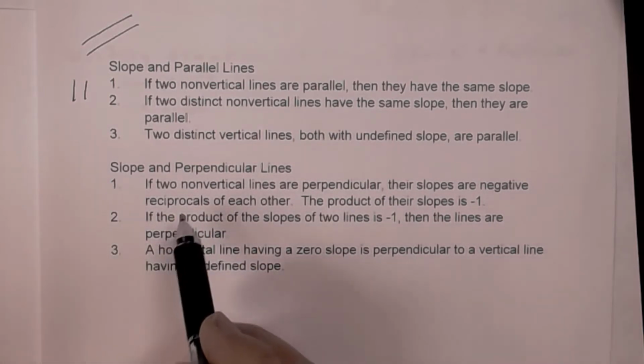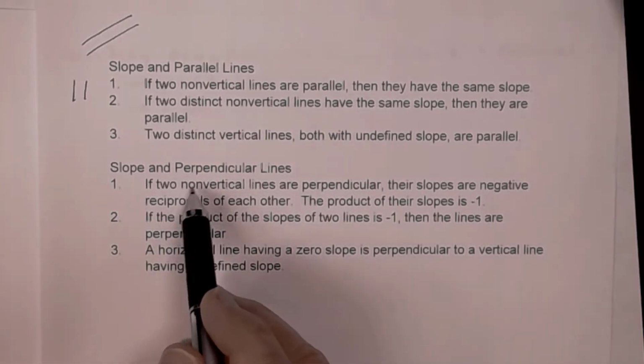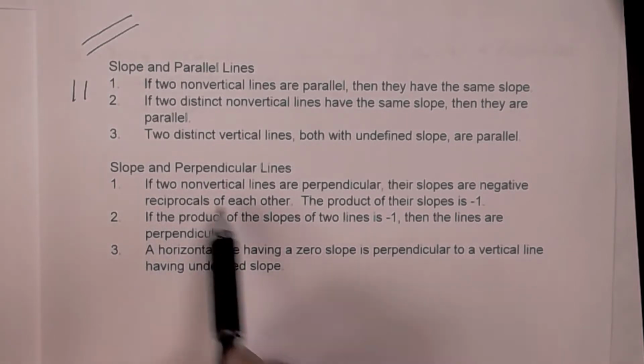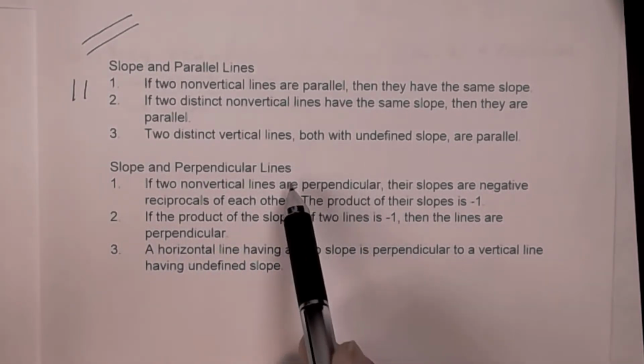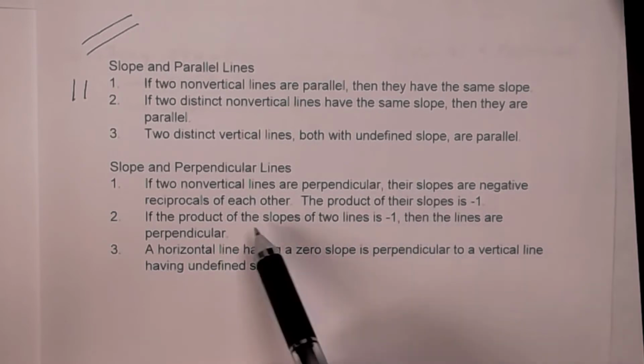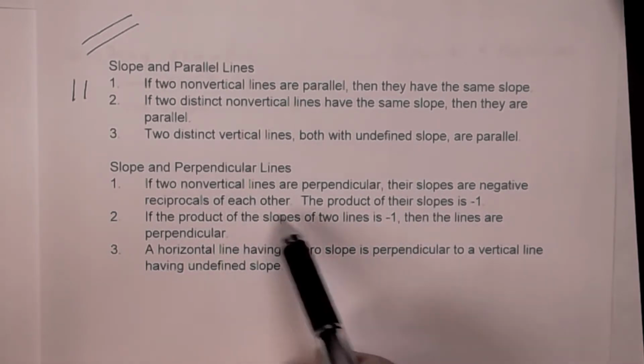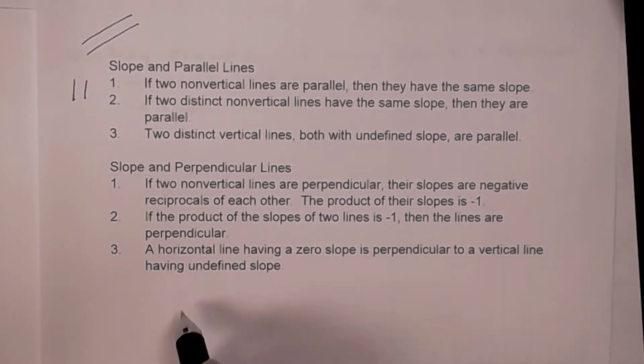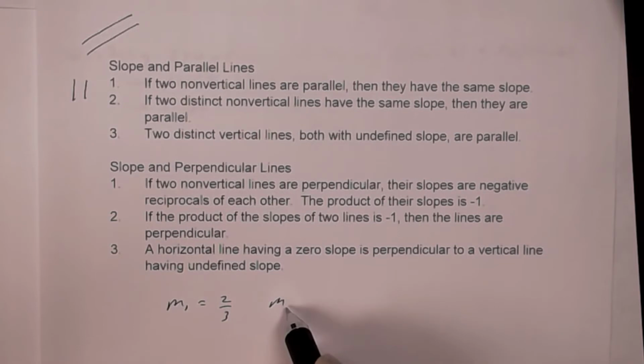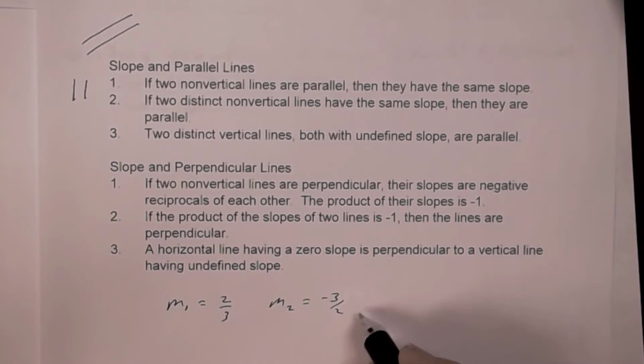Okay? Then for perpendicular lines, what most students remember about perpendicular lines and slopes is that if you have two lines that are perpendicular, then their slopes are negative reciprocals of each other. Now, if you were to multiply those two slopes, you would get -1. So, for example, let's say the slope of line 1 is 2/3, and the slope of line 2 is -3/2. You see that they're negative reciprocals of each other, right? So those two lines would be perpendicular.